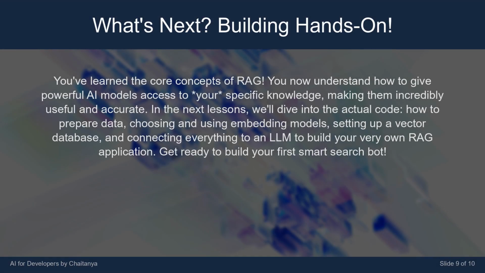You've learned the core concepts of RAG. You now understand how to give powerful AI models access to your specific knowledge, making them incredibly useful and accurate. In the next lessons, we'll dive into the actual code: how to prepare data, choosing and using embedding models, setting up a vector database, and connecting everything to an LLM to build your very own RAG application. Get ready to build your first smart search bot.